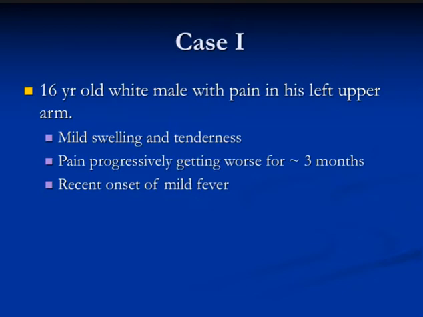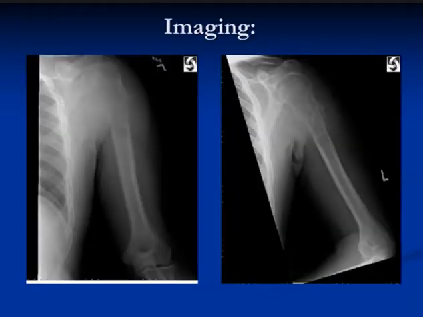So, case 1. We have a 16-year-old white male with pain in his left upper arm. There is some mild swelling, mild tenderness, progressive pain getting worse for 3 months, and recent onset of mild fever. Okay? So you have the complete clinical history. We did an X-ray for him, and this was his X-ray. So, Shireen, what do you see?